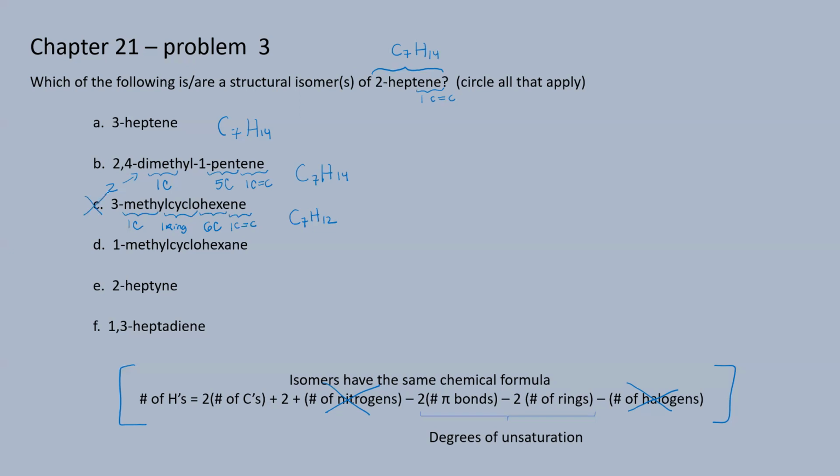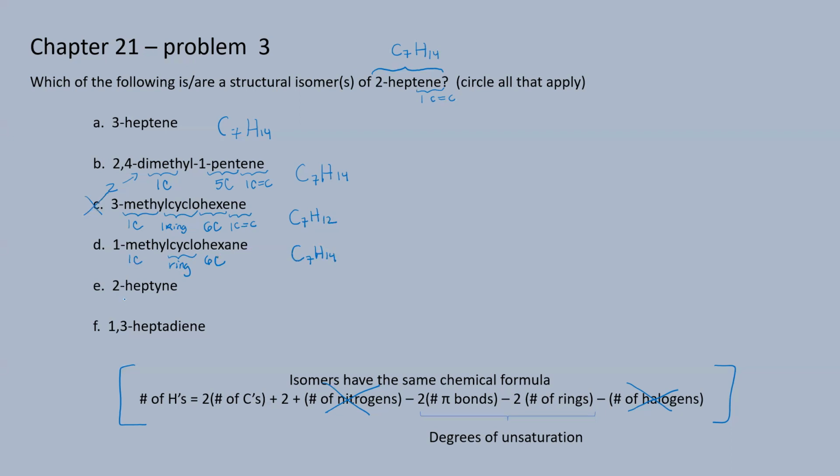Part D, 1-methyl cyclohexane. So methyl, 1 carbon, hex, 6 carbons. So that's 7 carbons. But we have a ring. If we look at the formula, for a pi bond you subtract 2, and for a ring you subtract 2. So 1 pi bond has the same effect as 1 ring. So it has the exact same formula as 2-heptene.